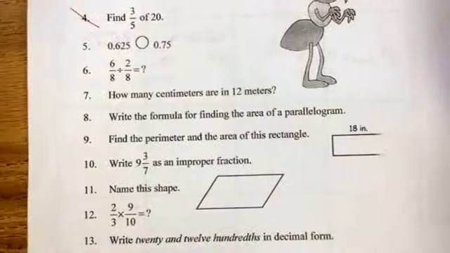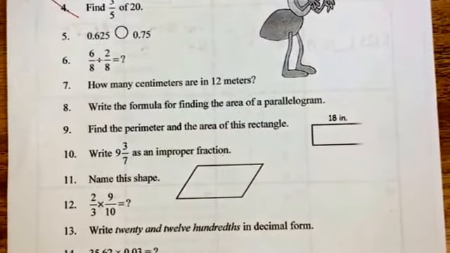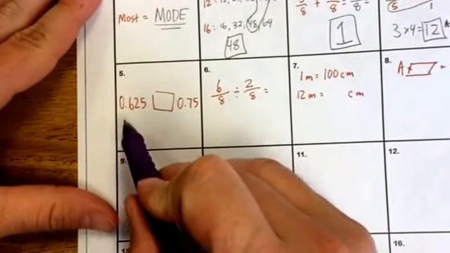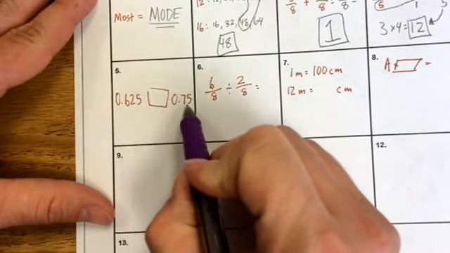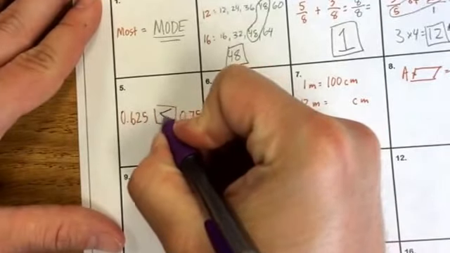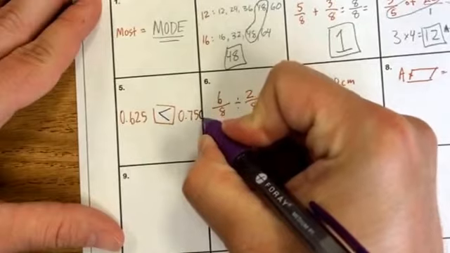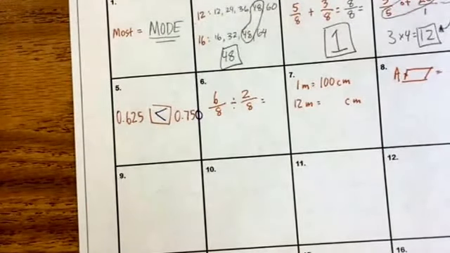Problem number 5 wants us to take a look at 625 thousandths and 75 hundredths. This one is pretty easy. It doesn't matter how many digits we have. All we have to look at is our 0, 0, decimal point, and then 6 and 7. 7 is bigger than 6, so that means 75 hundredths is greater than 625 thousandths. Keep in mind that if we were to put a 0 on to give them the same amount of digits, 750 thousandths is obviously bigger than 625 thousandths.